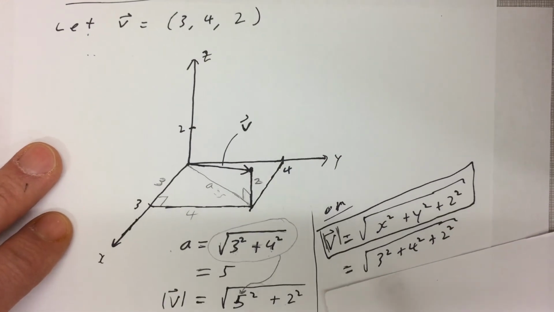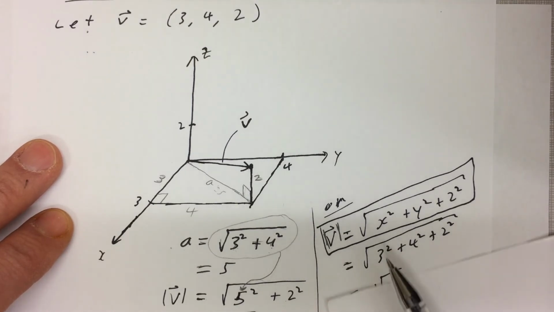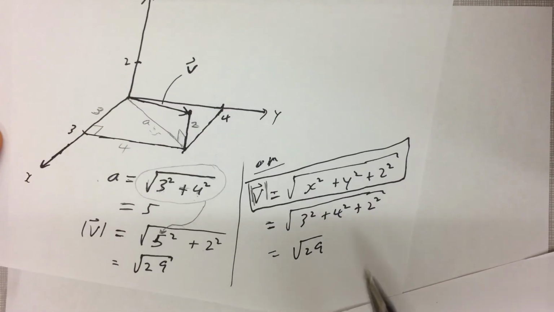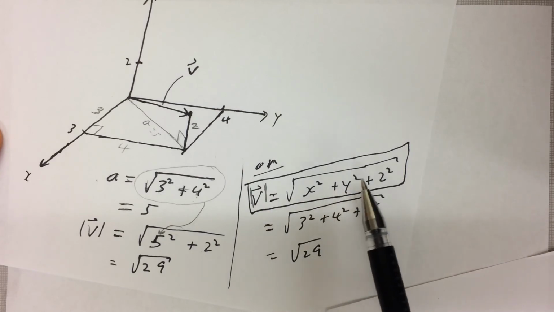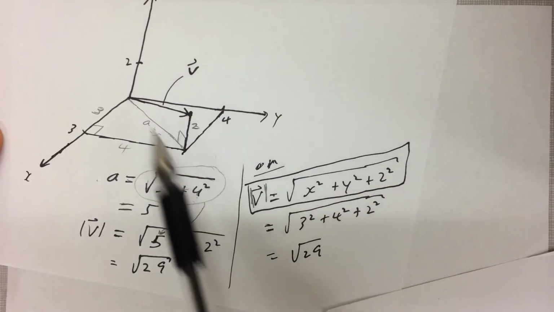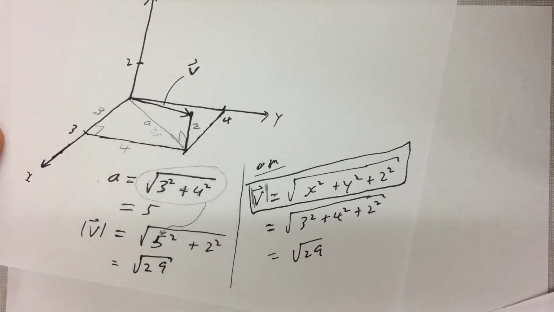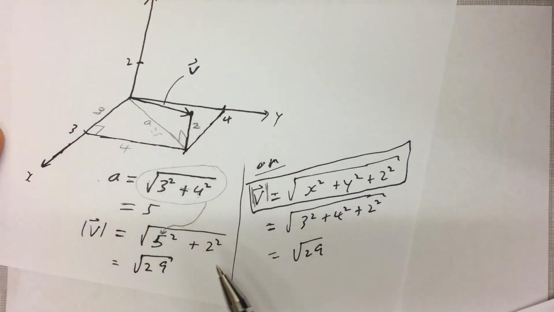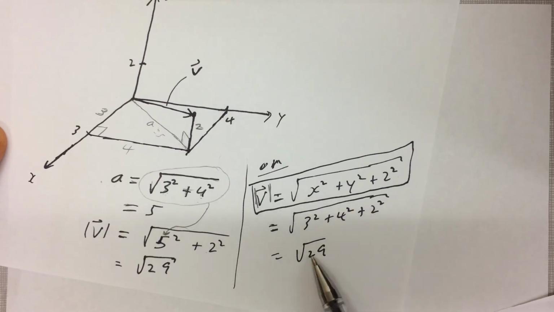Otherwise, we can use what we developed before, the 3-dimensional Pythagorean Theorem, which is magnitude of v equals square root of x squared plus y squared plus z squared. Okay, so if it's from the origin, or you have the coordinates of the vector, which you do, then you're just going to plug it into that formula and you get root 29.